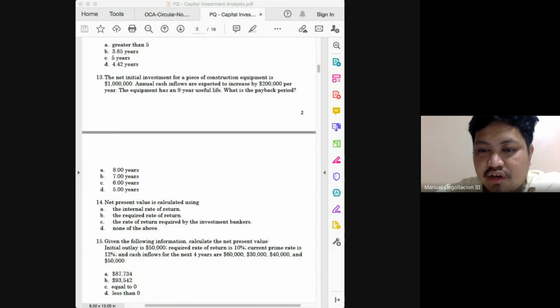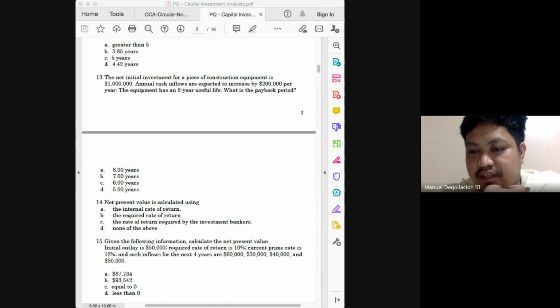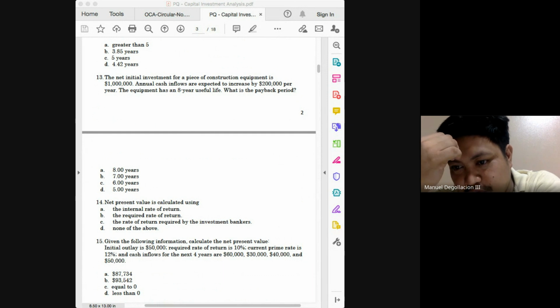Next, the net initial investment for a piece of construction equipment is 1 million. Annual cash inflows are expected to increase by 200 per year. The equipment has an 8-year useful life. What is the payback period?